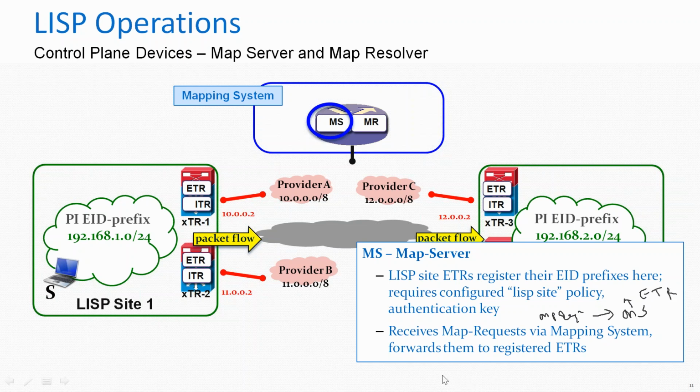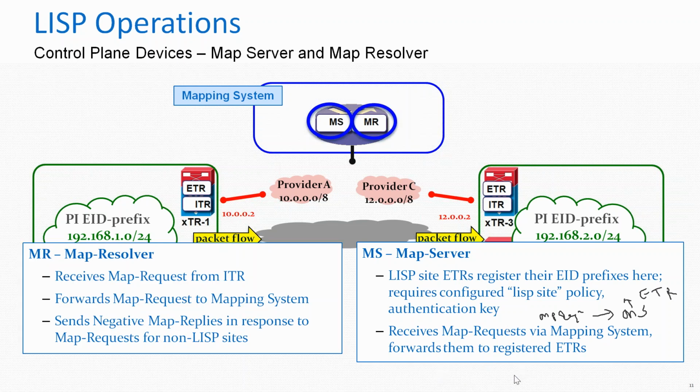Now what is next? Next is the MR, that is the map resolver. What is the map resolver doing? It receives map requests from the ITR. So once a packet comes in, suppose it is a LISP-oriented packet, it will send a request, and it will forward to the MR. Correct? Now what is the MR doing? The MR forwards the map request to the map system.